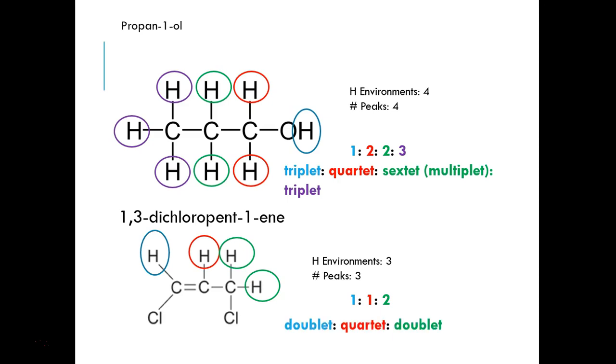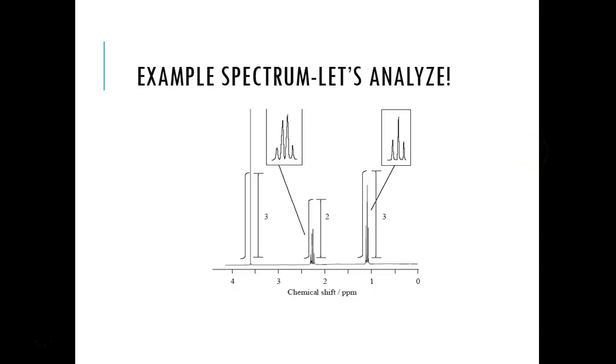For 1,3-dichloropent-1-ene, they would be a doublet, a quartet, and a doublet. Now, when we look at the blue hydrogen, there's 1 neighboring hydrogen, so that makes it a doublet. The red hydrogen, we have 3 neighboring hydrogens, so a quartet, and the green ones, 1 neighboring hydrogen, so a doublet. Okay, so let's look at a sample spectrum.